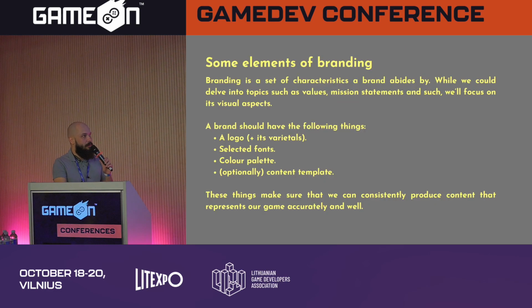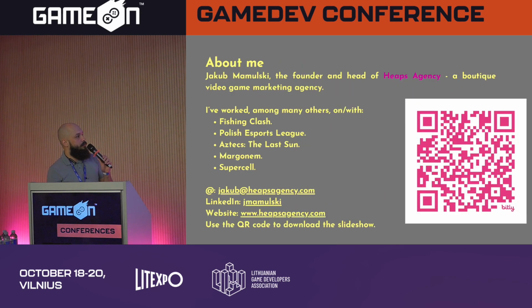Some elements of branding. I'm not going to talk about all of them. However, branding in general is a set of characteristics of a brand, and the brand abides by them. And while we could delve into topics such as values, mission statements, and such, we'll focus on its visual aspects. A brand should have the following things, at the very least: a logo and its variants, selected fonts, a color palette, and having a content template for social media and such would also be pretty nice. And these things make sure that we can consistently produce content that represents our game accurately and well. And this is pretty much the end of it.